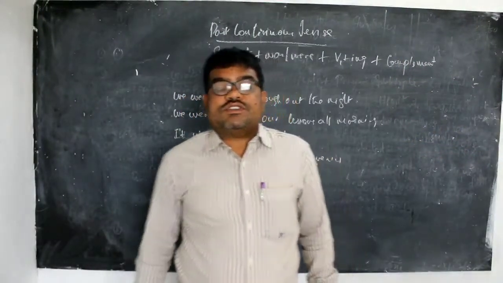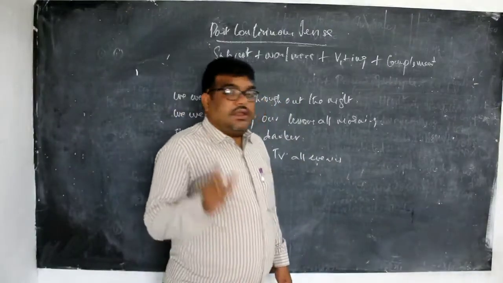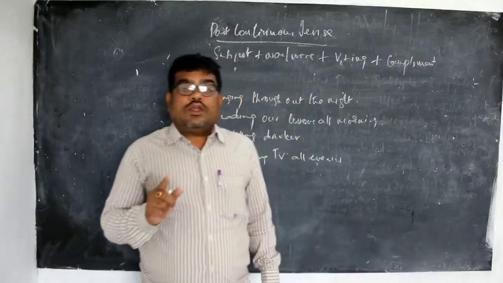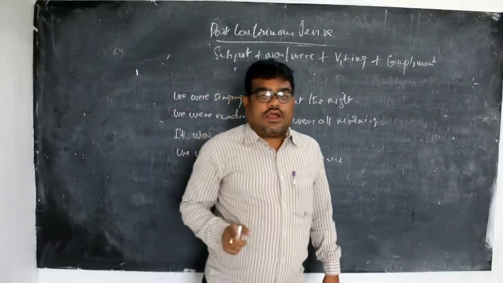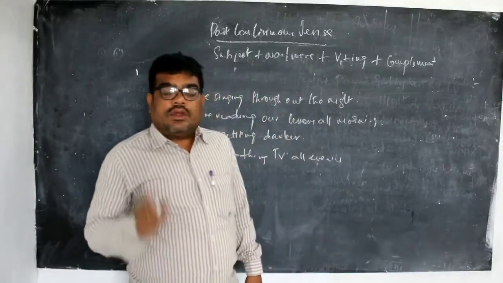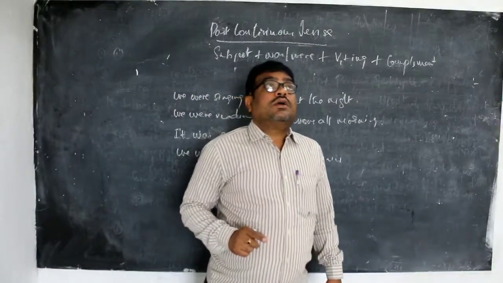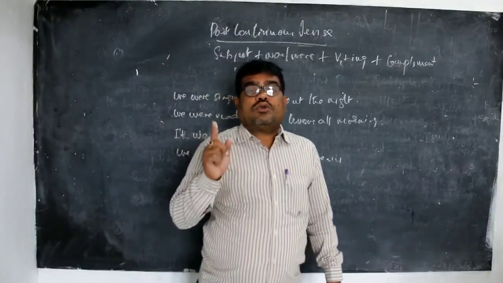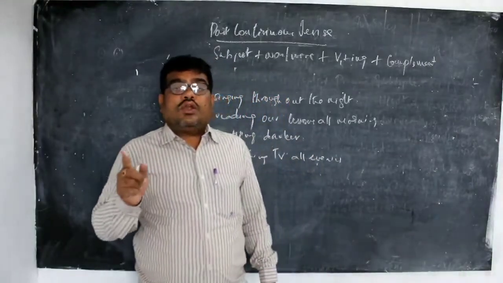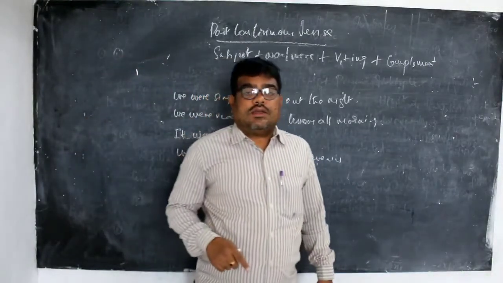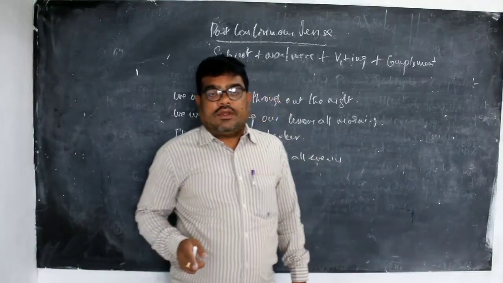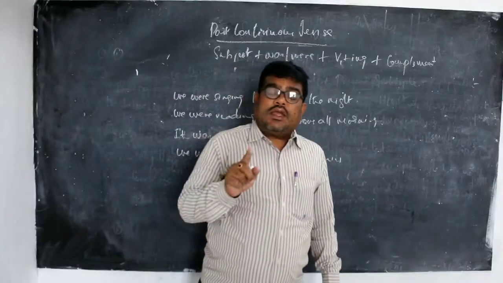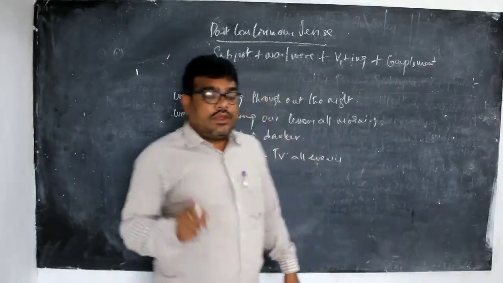The past continuous tense is used to indicate an action going on over a period of time in the past. I repeat once again, the past continuous tense is used to talk about an action going on over a period of time in the past. The timing of the action may or may not be given.